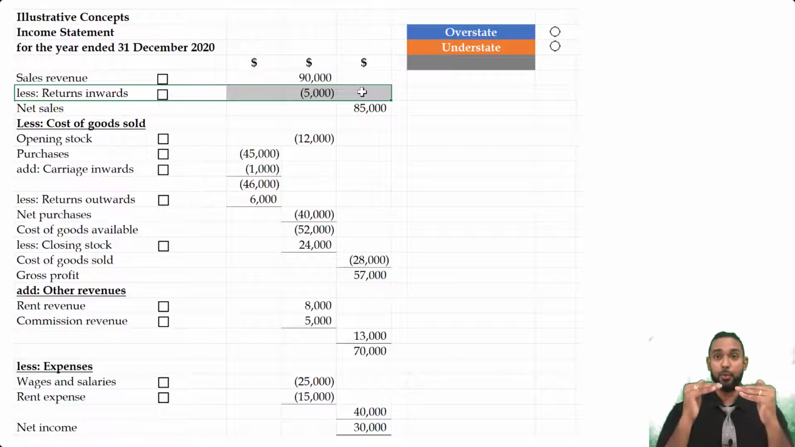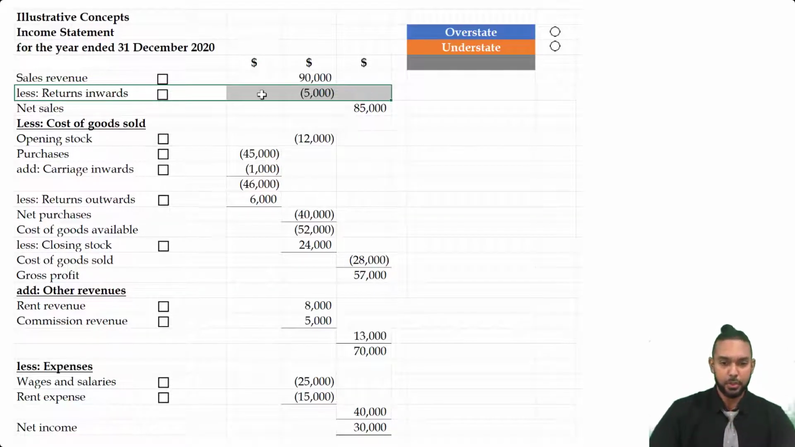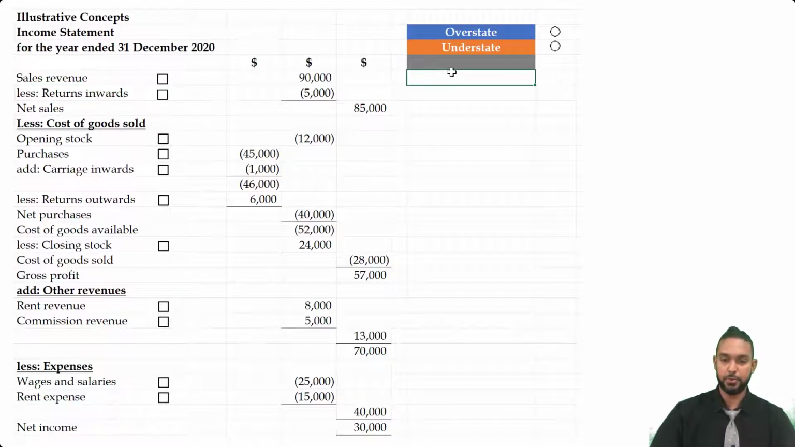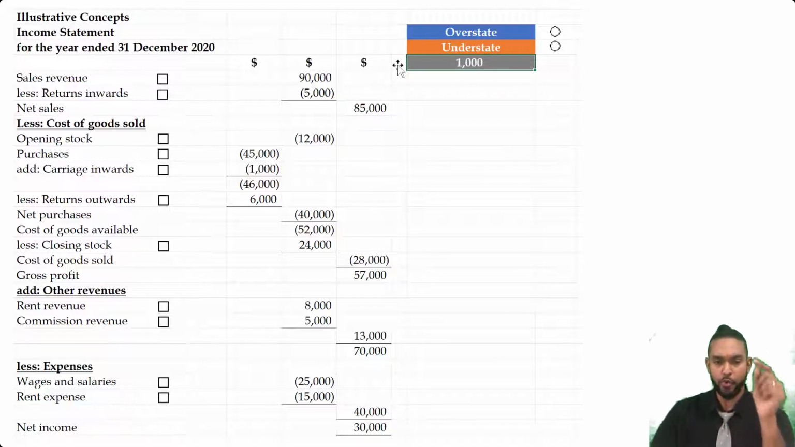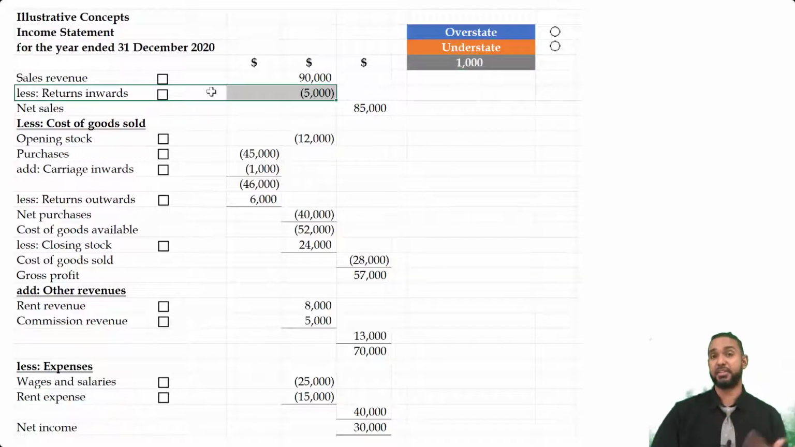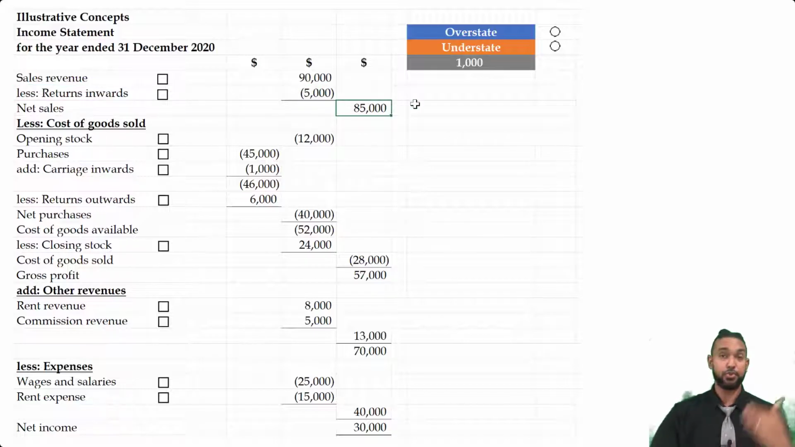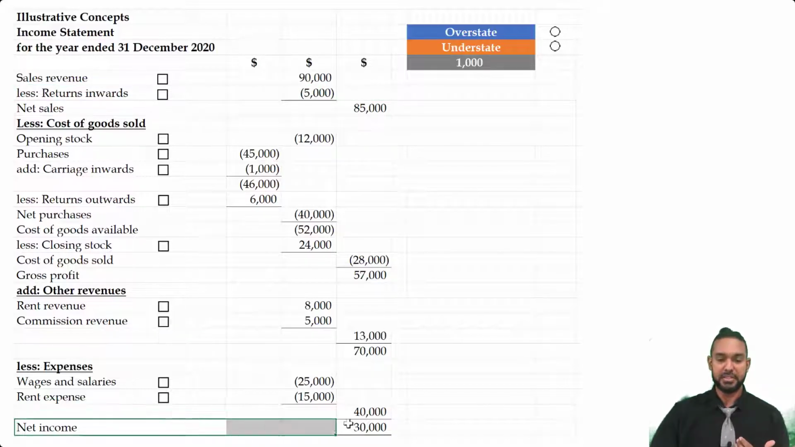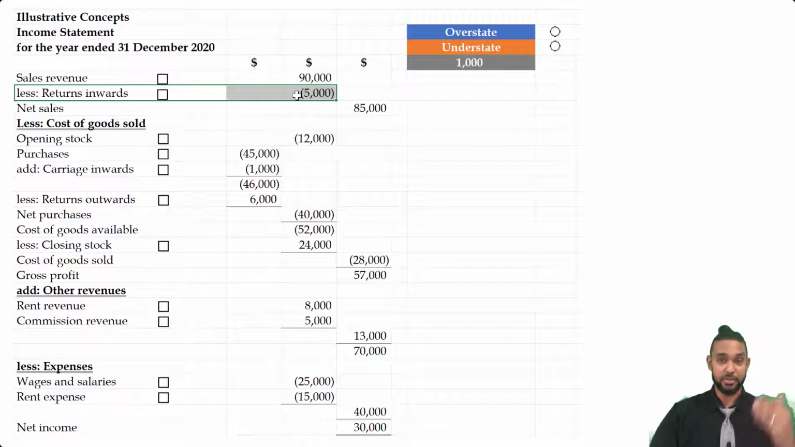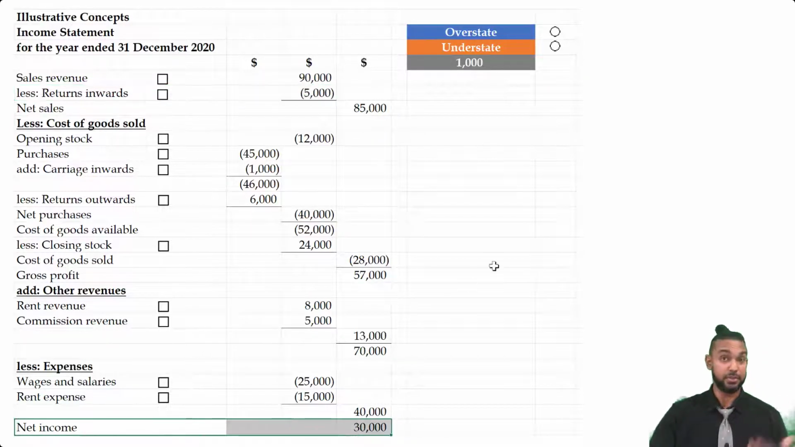So again, our hypothesis is that it behaves like an expense. So whichever way we have an error in returns inwards, profit is supposed to go in the opposite direction if our hypothesis holds. Okay, so let's use an easy figure. Let's use $1,000, all right? So if we overstate returns inwards, it means we're subtracting too much from sales revenue. So the net sales is going to go down. So revenue is going to go down. So that also means that net income is going to go down as well, right? So if we subtracted too much from revenue, net income is going to be too low.